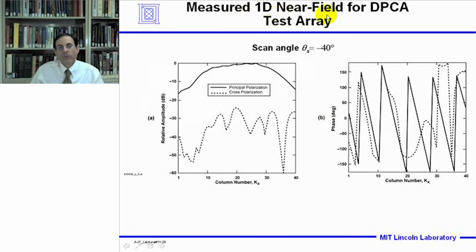Here's the measured one-dimensional near field for the DPCA test array when the main beam is scanned to minus 40 degrees from broadside. On the left is the relative amplitude for the principal polarization and the cross polarization in the near field. So the cross polarization is down typically by about 25 dB or more. And on the right we show the phase, and we see the linear phase slope, which is due to the beam being scanned from broadside at minus 40 degrees. And so these data are being plotted versus column number across the horizontal center line.